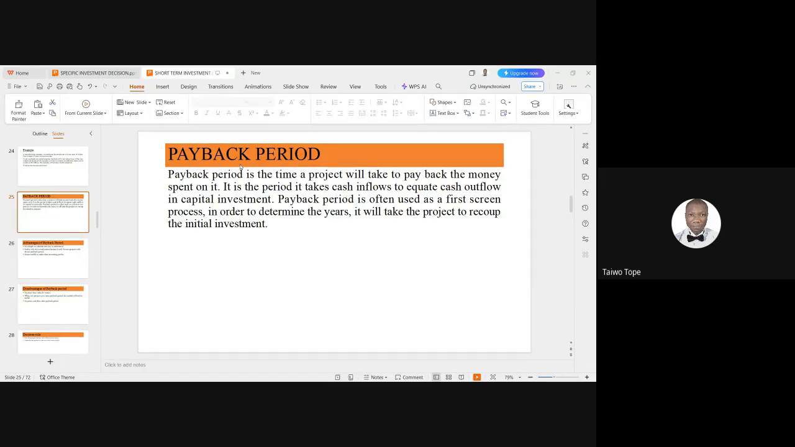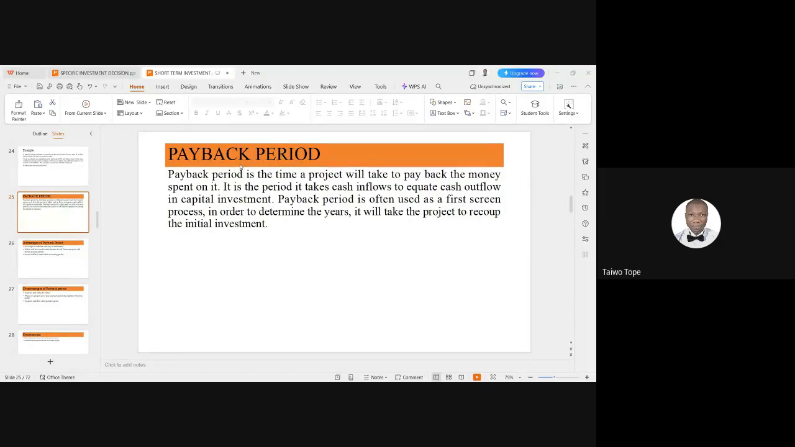But what we're trying to say is that by the time you put a sum of money into a project, the time it takes for you to recoup your investment is what we are looking at when it comes to payback period. So payback period is a measure of liquidity, how quickly a company can recover its initial investment on a project. It should be noted that payback period is based on what? Expected future what?